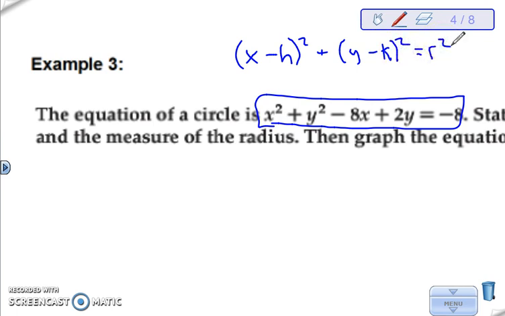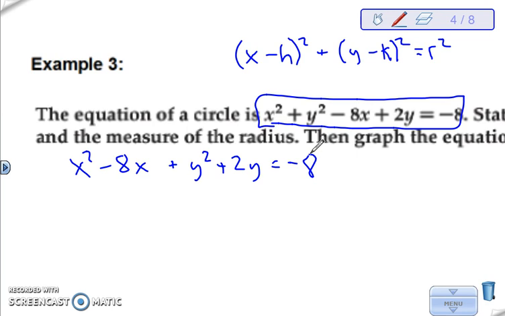So the first step to this is going to be to rearrange the equation so that the x's and y's are grouped together. And if you had any extra constants on the left side of the equation, we would want to subtract them over to the opposite side so that we've got all the x's and y's on one side and all the numbers on the other.